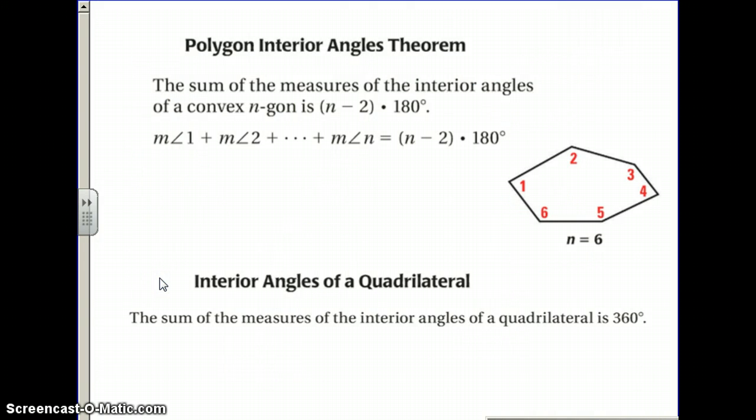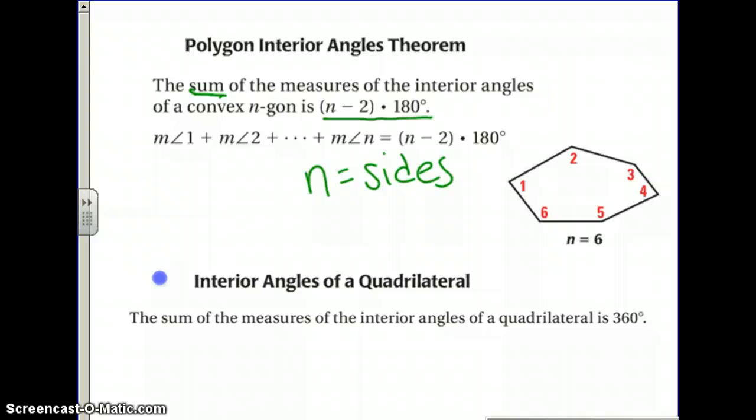Okay, let's talk about how we're going to find the different measurements in these polygons. The polygon interior angles theorem says that the sum of all of the measures of the interior angles of a convex polygon is n minus 2 times 180, where n represents the number of sides. So however many sides you have, subtract 2 and multiply by 180. And that will tell you how many degrees are inside the whole figure, the sum of all the measures.